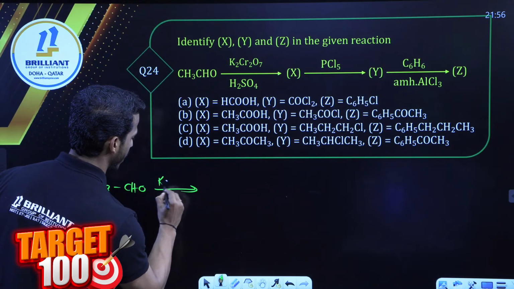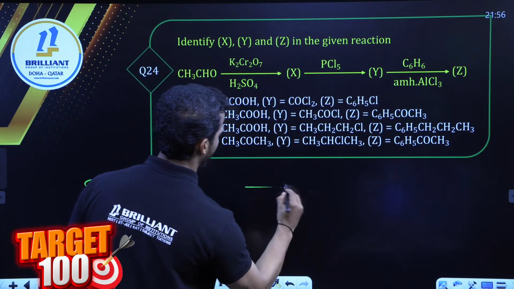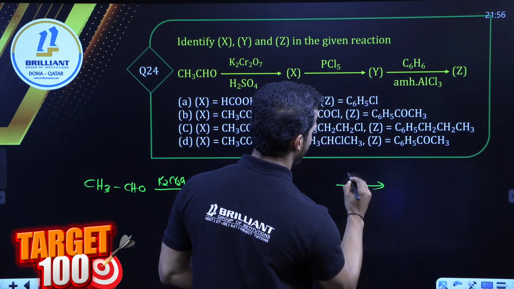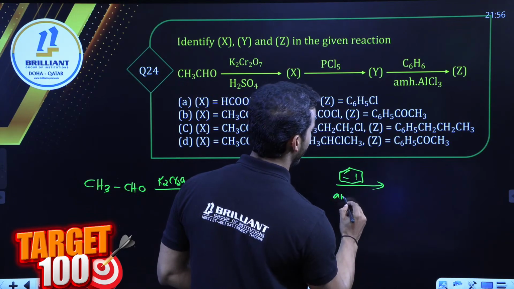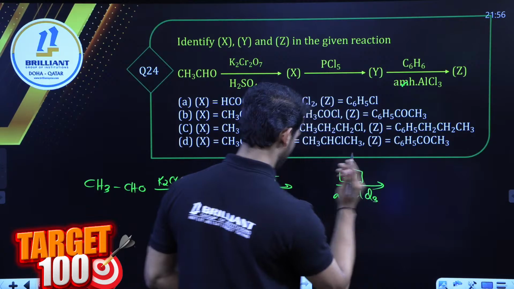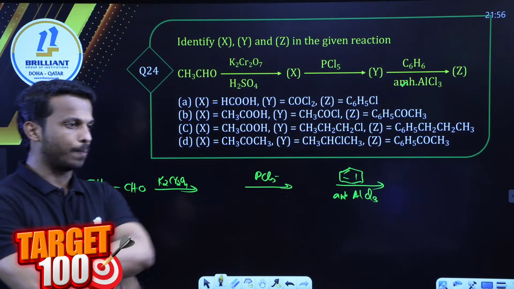Strong oxidation, right? Acidified K2Cr2O7. That one treated with PCl5. And that is then treated with benzene with anhydrous AlCl3. Come on everyone, what is the final product?